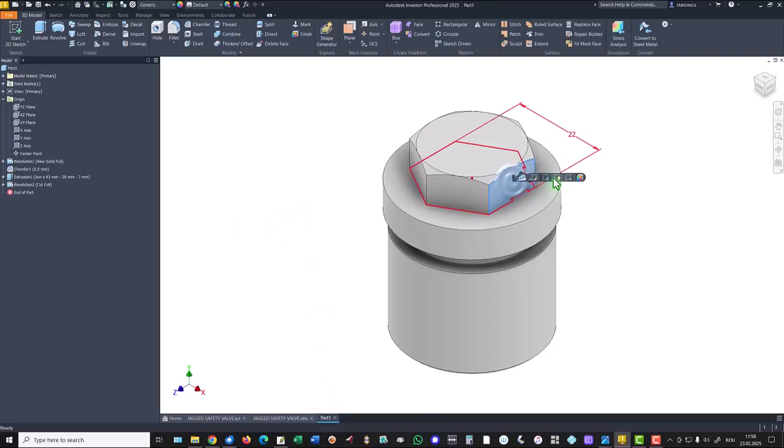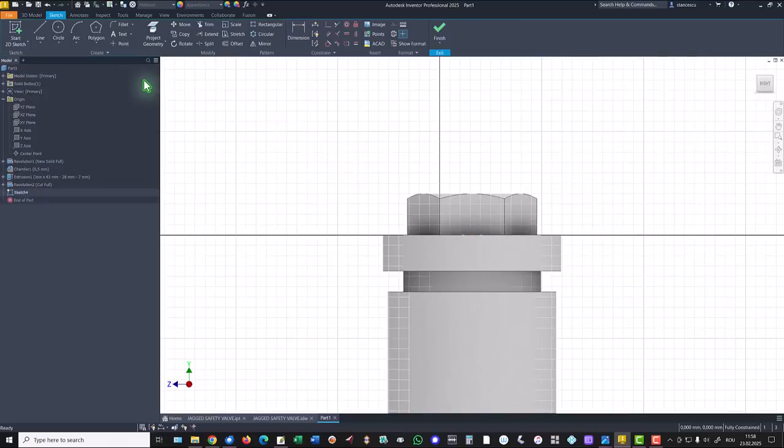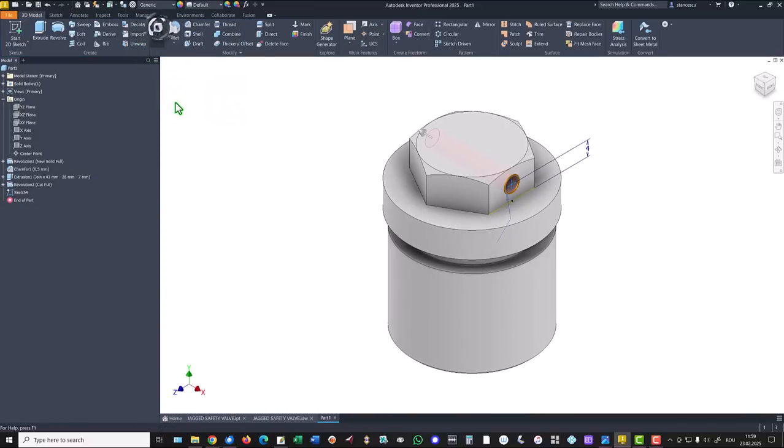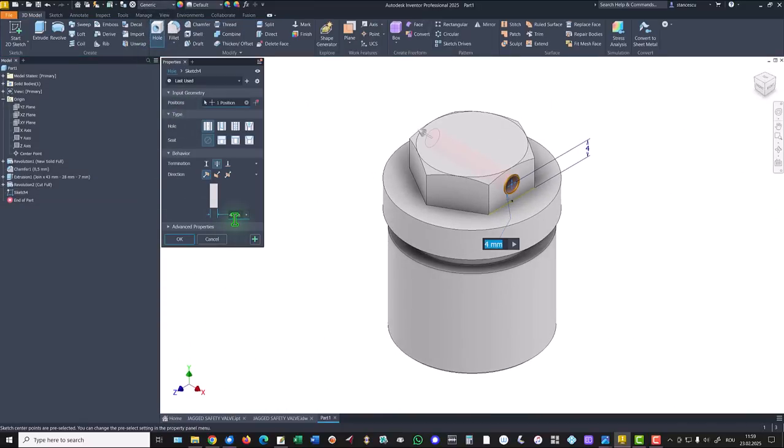We use this face to create a new sketch with a point only, and this point must be placed on the same vertical with the center point. Then a dimension of 4 millimeters. Finish sketch, hole, 4 millimeters through the part.